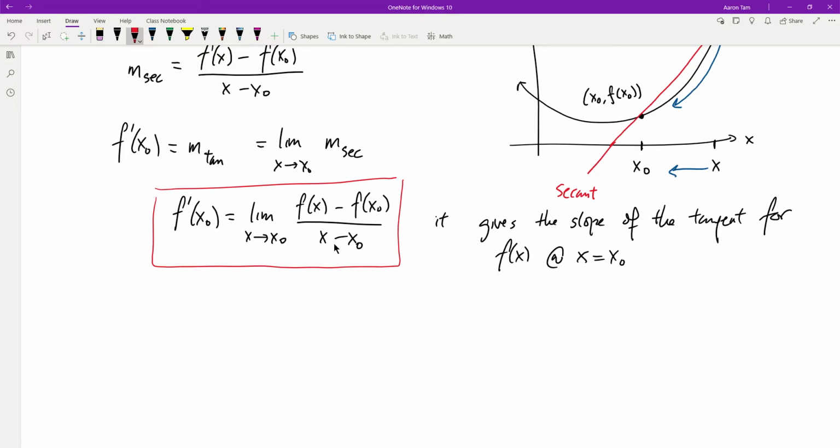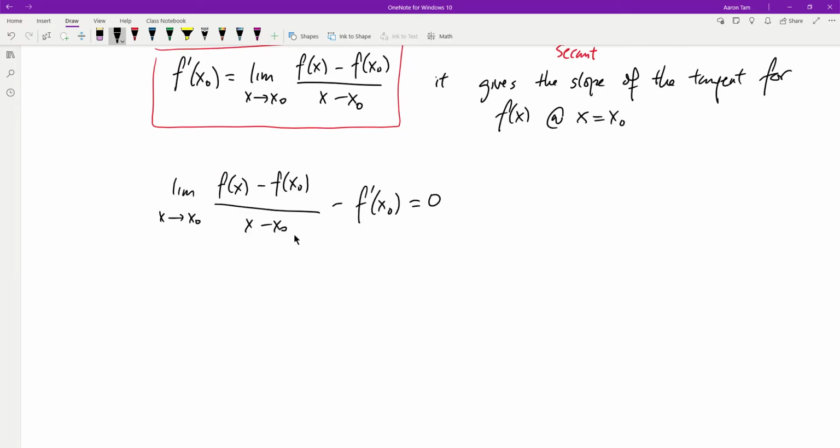Let's assume that this is what I have. I'm going to take this expression and move f prime to the other side and see what happens. So if I do that, I have the limit as x approaches x sub 0 of f of x minus f of x sub 0 over x minus x sub 0, minus f prime of x sub 0, equal to 0. So I simply moved f prime of x sub 0 to the other side. And then I'm going to combine them into one single fraction. And when I do that, I have this expression.